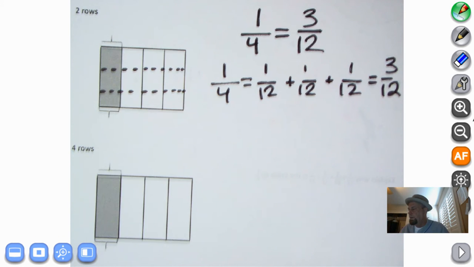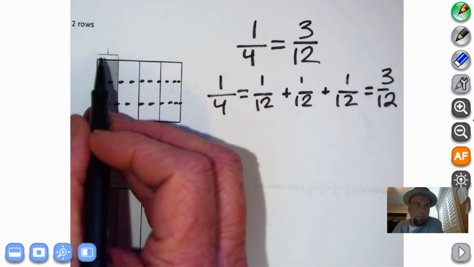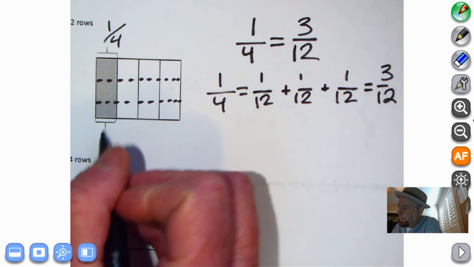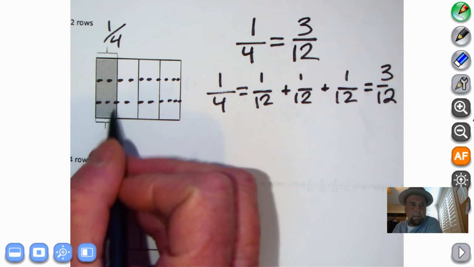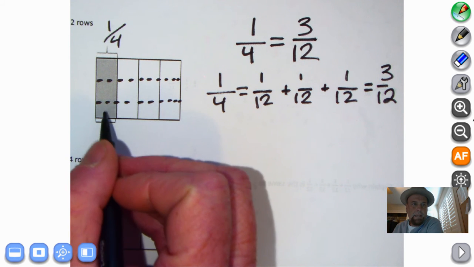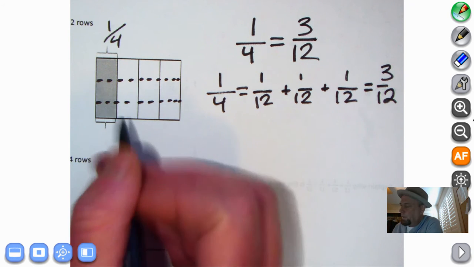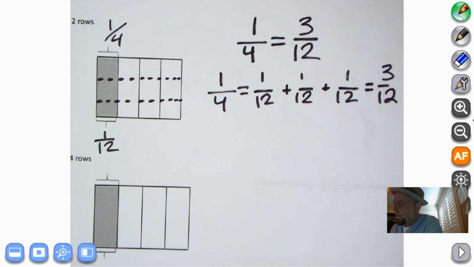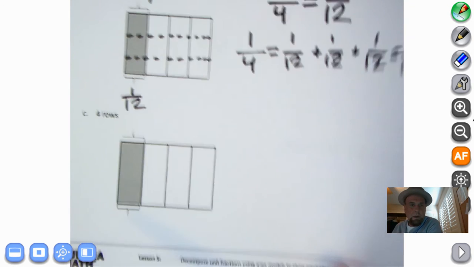We'll continue on. Oh, you know what we didn't do? Little brackets up there. We didn't put 1/4 or 1/2. And then this one little section right there, that one little guy, he'd be 1/12. Okay. All right, let's continue on to the next problem.